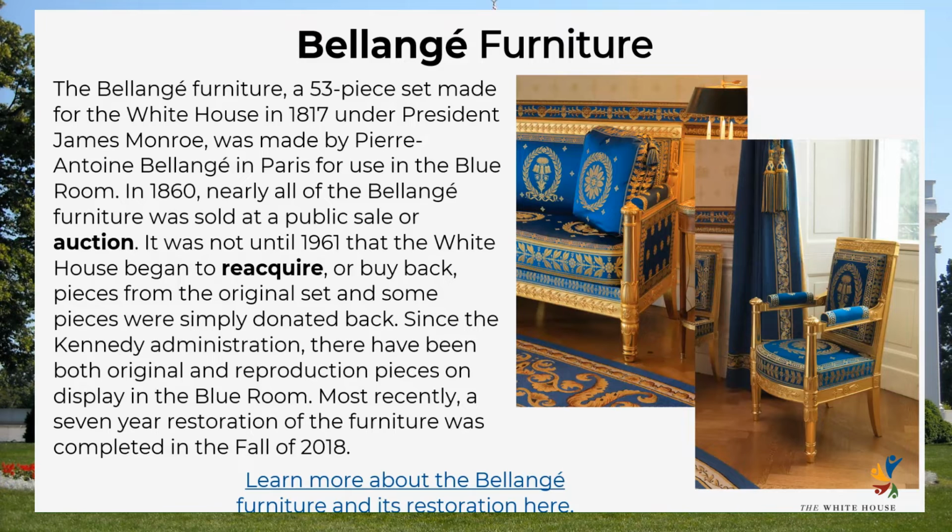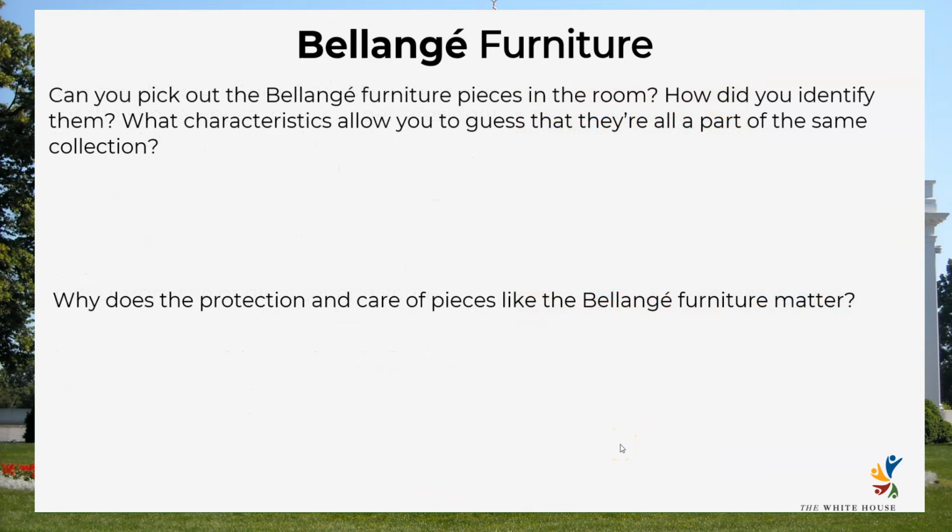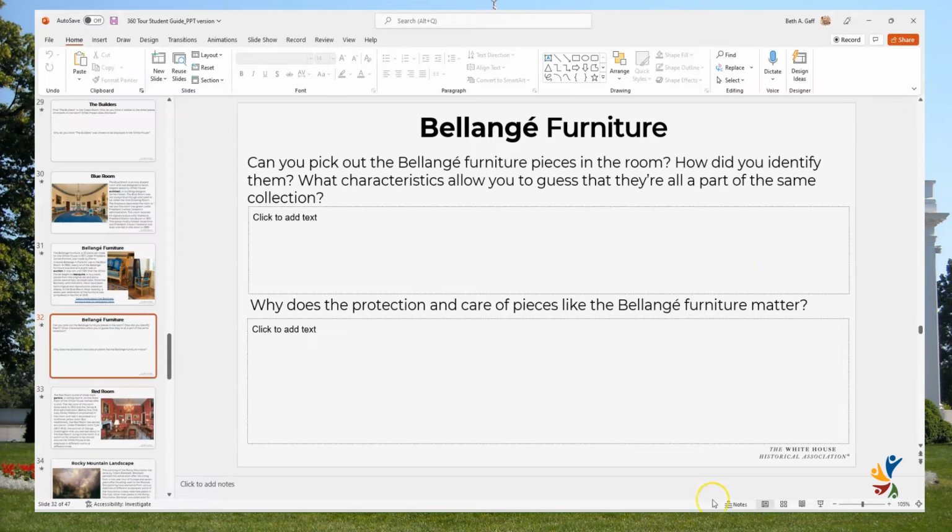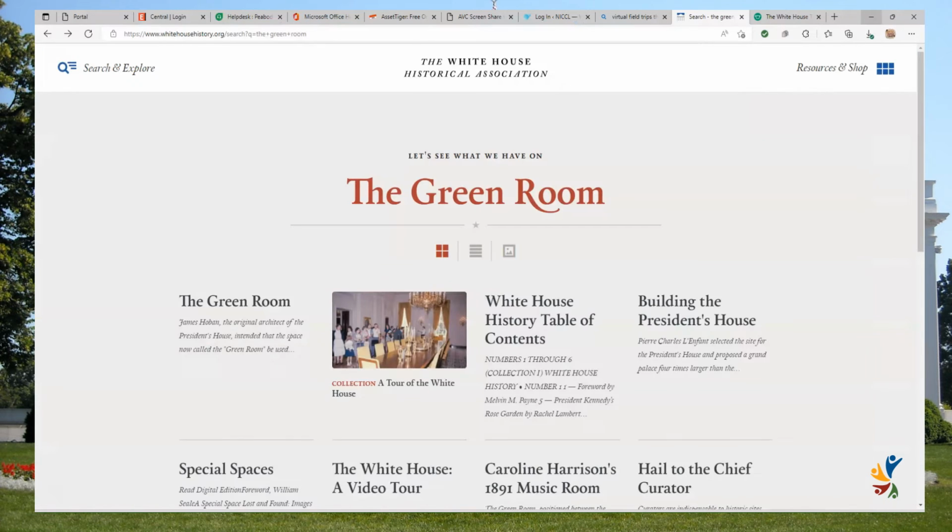Since the Kennedy administration, there have been both original and reproduction pieces on display in the Blue Room. Most recently, a 7-year restoration of the furniture was completed in the fall of 2018. So if you want to know more about the furniture in that room, there is a link here at the bottom that will take you to that. And then, of course, it would have questions affiliated with that. So let's go take a look at the Blue Room.